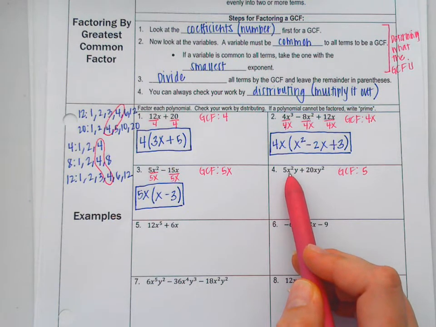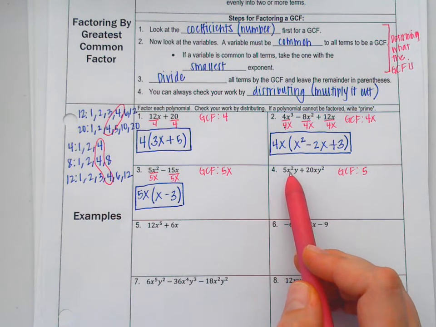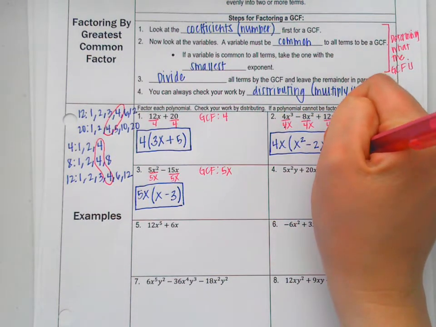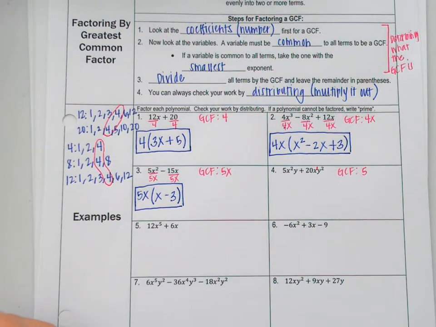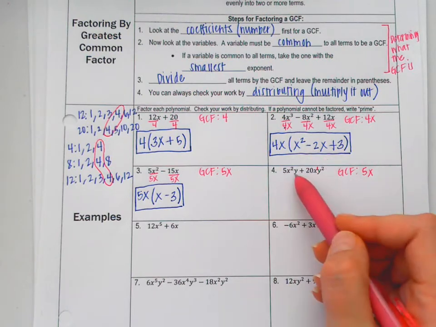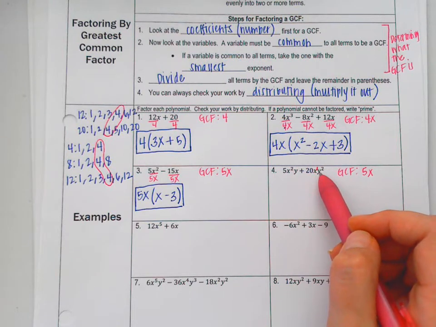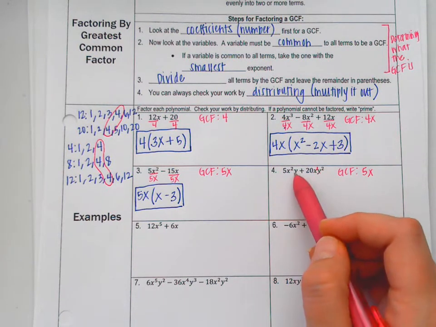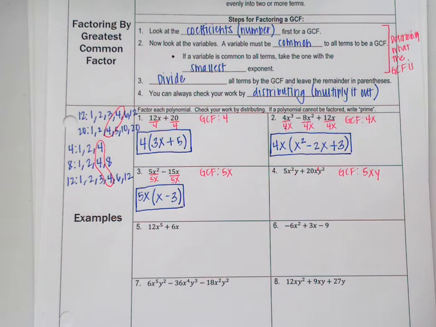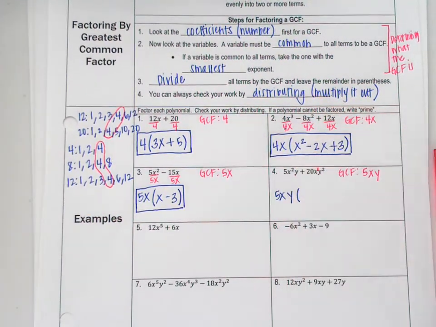Okay, so then I look at my variables, x squared and x. They both have an x, so that's great. We take the smaller of those. This is x squared, and this is x to the first, right? Because it doesn't have an exponent, we always assume it's 1. So we can take out x. But wait, there's another variable. So we look to see, okay, y and y squared, they both have a y. That's great. So we can take a y out. y to the 1, y squared, the smallest of the two is y to the 1. So that's my GCF. That's the term that goes on the outside of the parentheses.